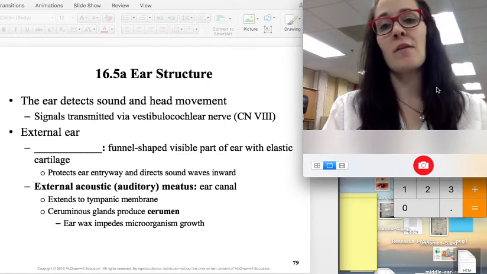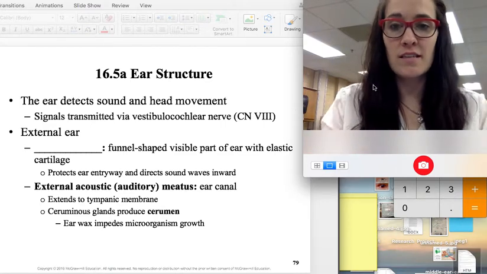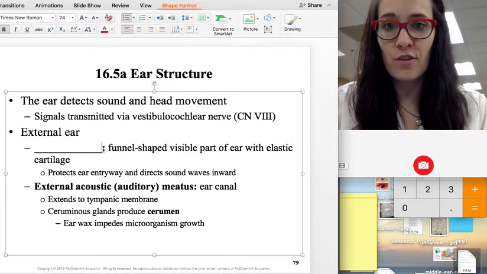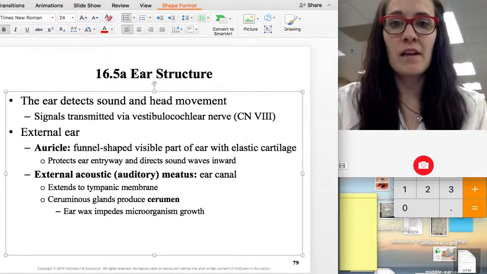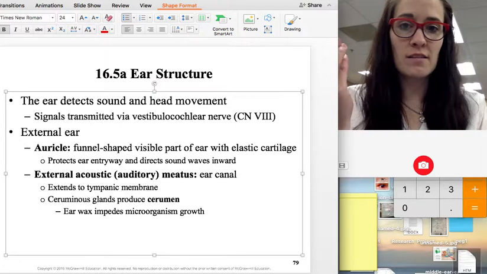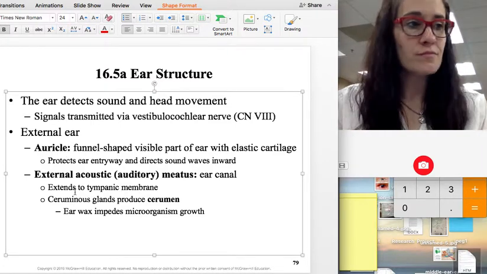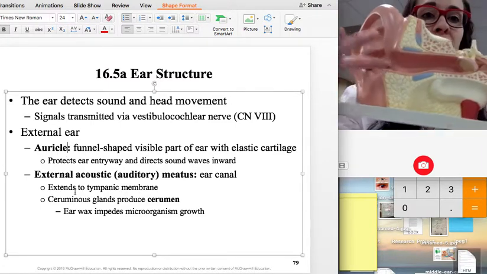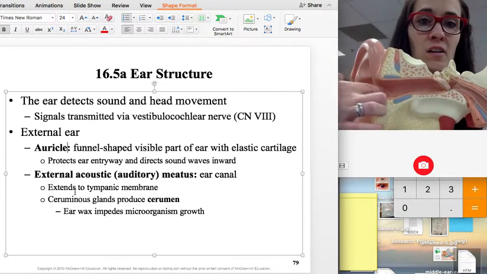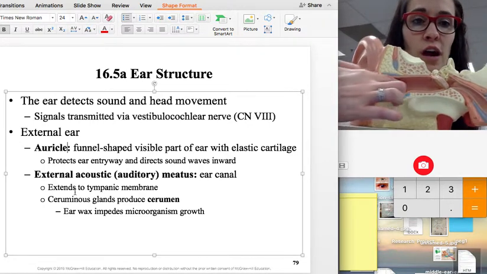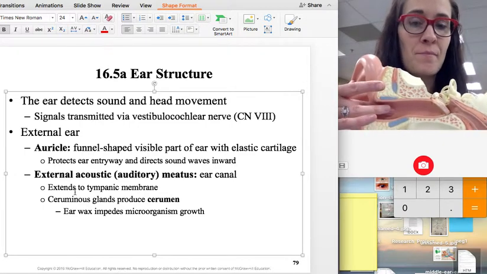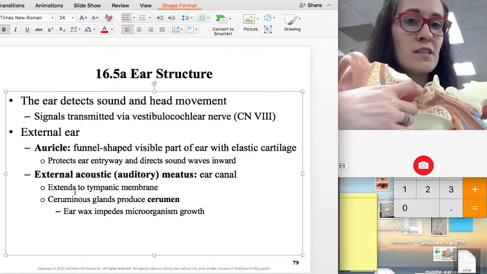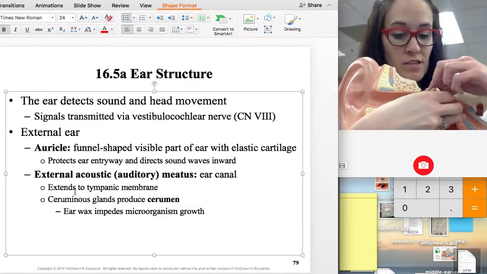The first anatomical part that collects the sound waves is called the external ear. Another technical name for that is the auricle, and its job is to direct sound waves inward. When the sound waves get in, they go into this area. This area is called the external acoustic or auditory meatus, also referred to as your ear canal. And it's going to go all the way until it meets your tympanic membrane that I just hit.